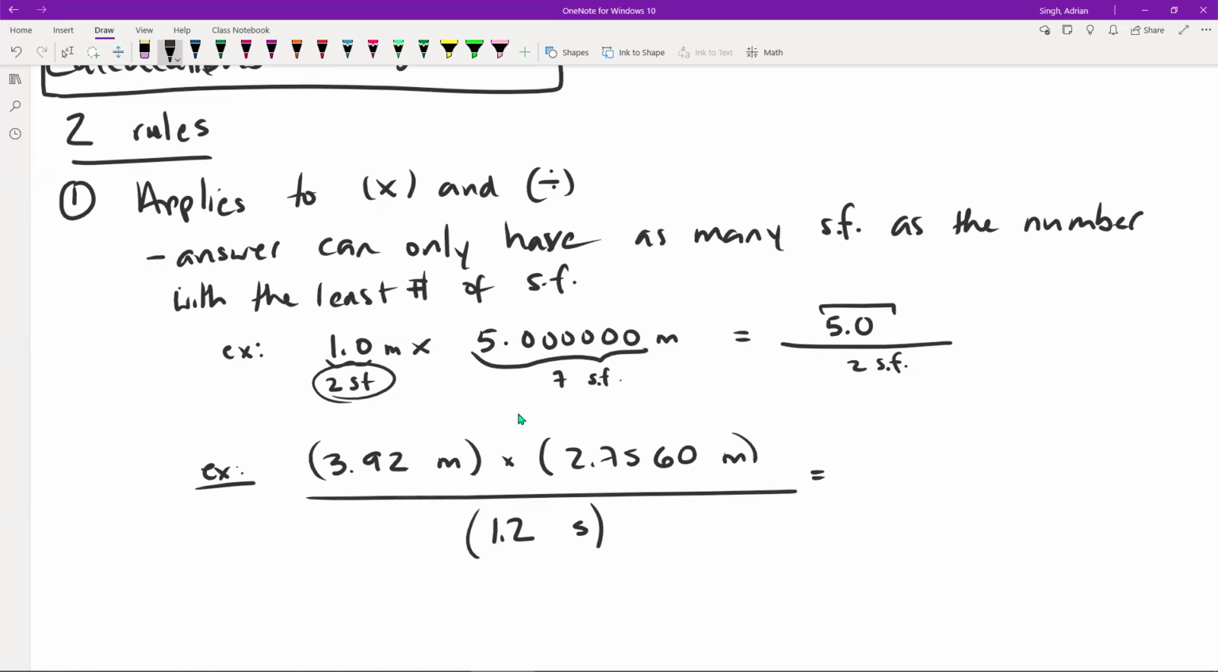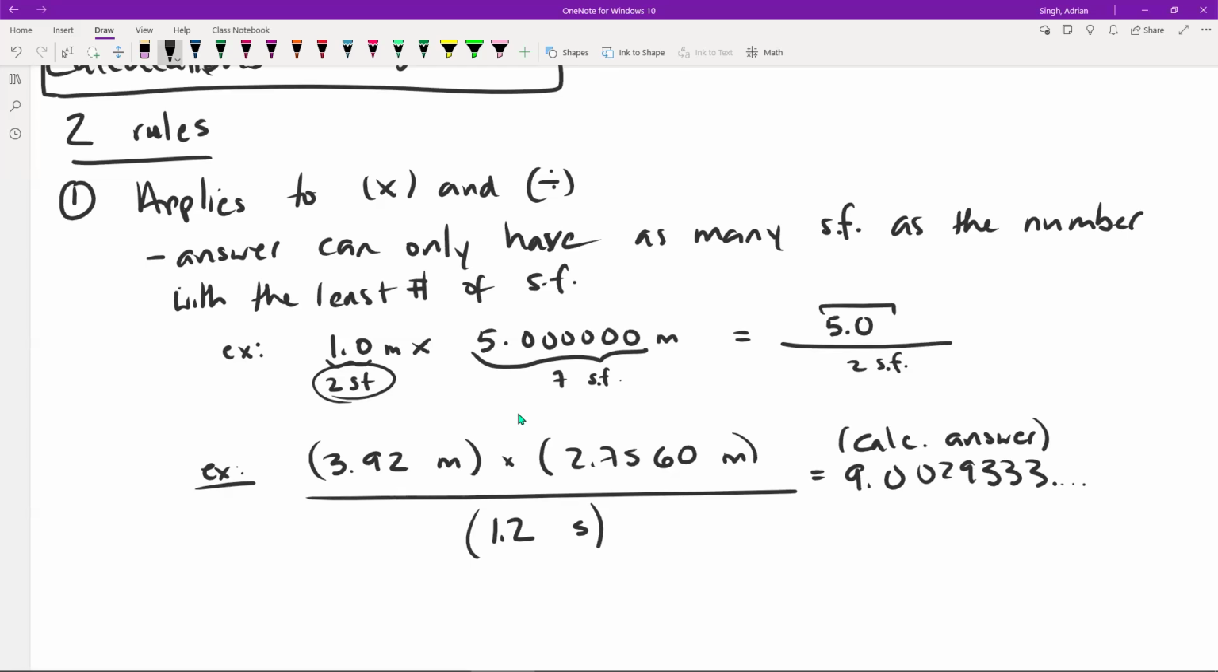So here, if I plug all 3 of those numbers into my calculator, what do I get? Well, I have 3.92 times 2.7560, and I get a number. I'm just going to divide it by 1.2 right away, and then I'm just going to write out what the calculator tells me. So it tells me 9.00293333, repeating. That's what I get. This is my calculator answer. That is not your final answer. You need to round that to the correct number of sig figs.